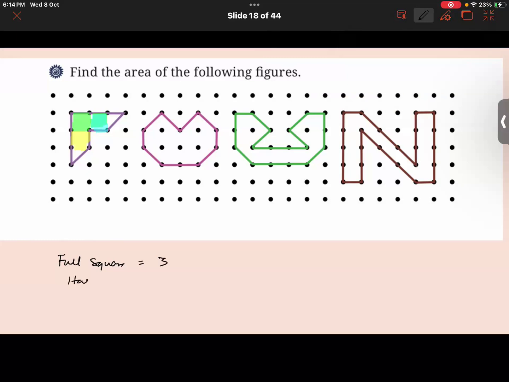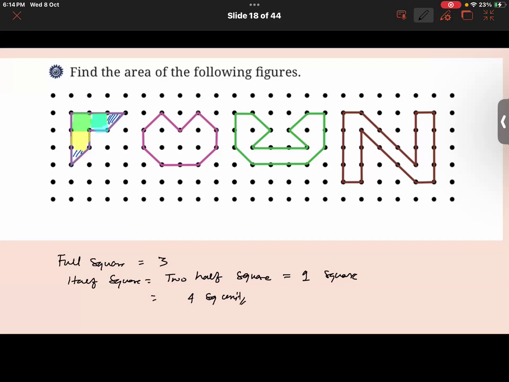Then you count the total number of half squares. How many half squares are there? 1, 2, 3 halves. Two halves will make one. Exactly, 2 half squares are equal to 1 square. So 3 plus 1, that is 4 square unit is the total area of this figure. Understood that, no?